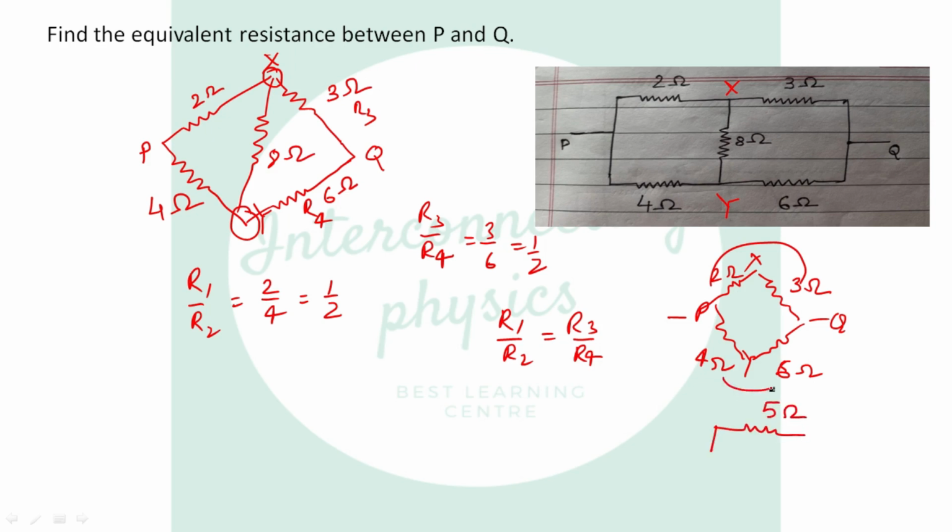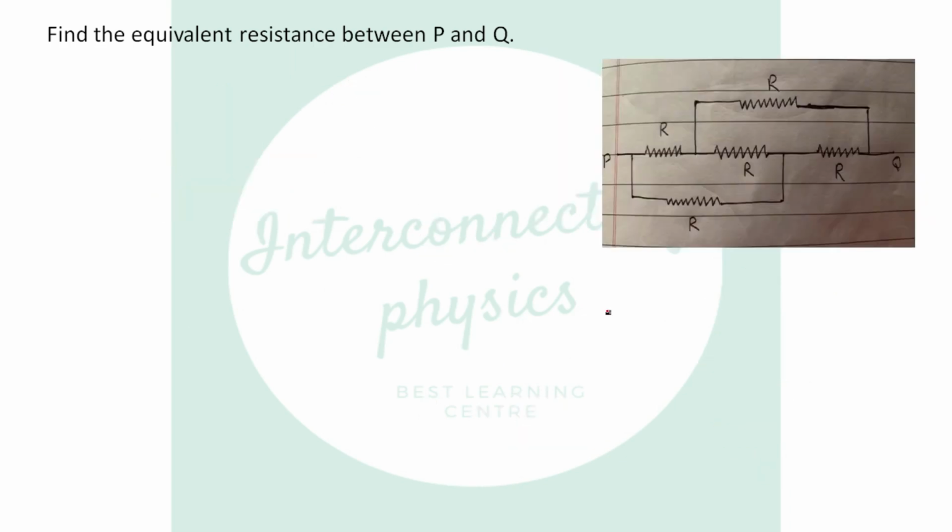Again, these two are in series. Answer is 6 plus 4 is 10 ohm. This is point A, this is point B. Okay. Now 5 ohm and 10 ohm are parallel. So answer will be R equivalent equal to 5 into 10 divided by 5 plus 10.